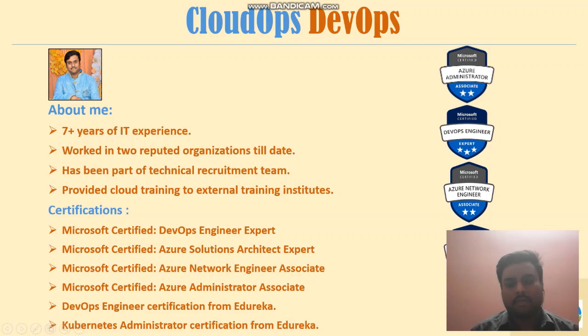So before starting, this is a short introduction about myself. My name is Kanchan Kumar Das. I have 7+ years of IT experience. I have worked in 2 reputed organizations till date. I have been a part of technical recruitment team and I have also provided cloud training to external training institutes. I have worked on Azure infrastructure, Azure services, Azure networking, Azure DevOps, Kubernetes, Git, Terraform, ARM, and Bicep. I have completed certifications in DevOps engineering, Azure Solutions Architect, Azure Network Engineer, Azure Administrator. I have also completed DevOps engineering certification from Edureka and Kubernetes Administrator certification from Edureka.